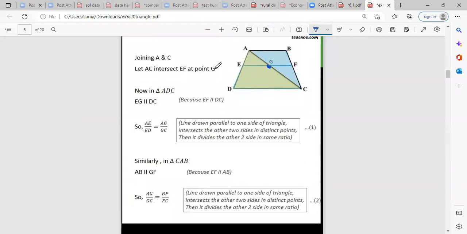So this theorem is very, very important. Now in triangle ADC, you constructed the triangle, right? Now you have this line. So now in triangle ADC, EG is parallel to DC, because EF was parallel to DC, so of course it will be parallel to EG as well. And then AE divided by ED equals AG divided by GC. We already know this: a line parallel to one side of the triangle intersects the other two sides in the same ratio, right?